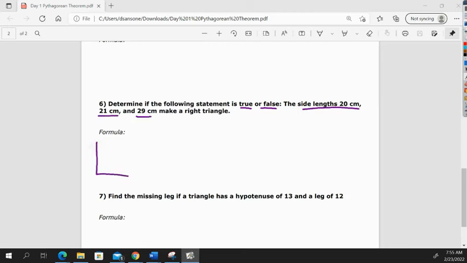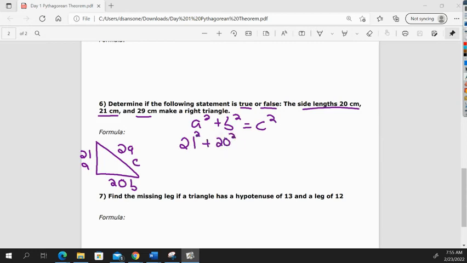So I'm going to draw myself a little picture. But one thing we have to remember, the hypotenuse is always the longest side. So the biggest number here is 29, so that's automatically my C. And then it doesn't matter what the other sides are. One will be A, and the other one will be B. And we could solve this problem. If I did A squared plus B squared equals C squared, I'm going to have 21 squared plus 20 squared equals 29 squared.